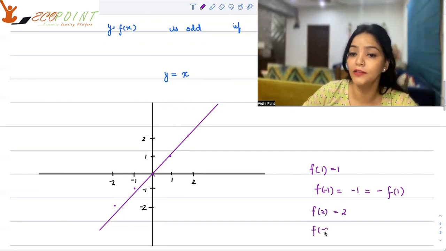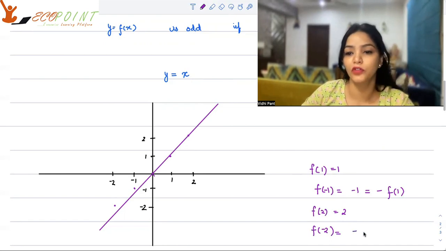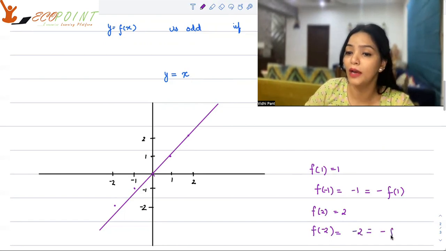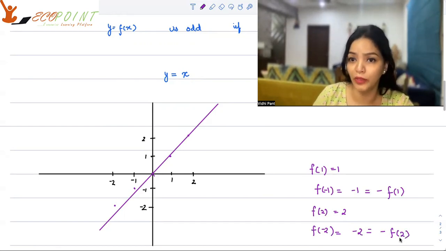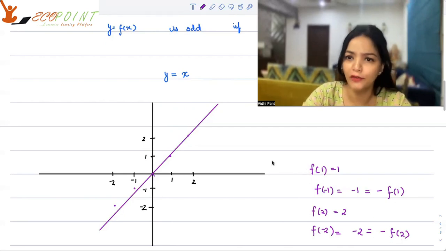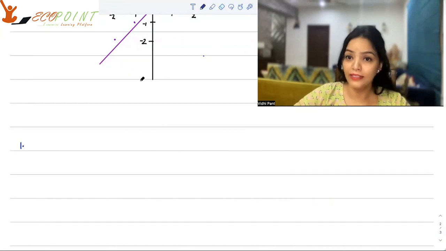f of minus 2 is minus of 2, that is equal to minus of f of 2, I can say, and so on and so forth for every value in the domain. This will happen. This kind of a function is called an odd function. Now let's try and figure out whether the following functions are odd or even.